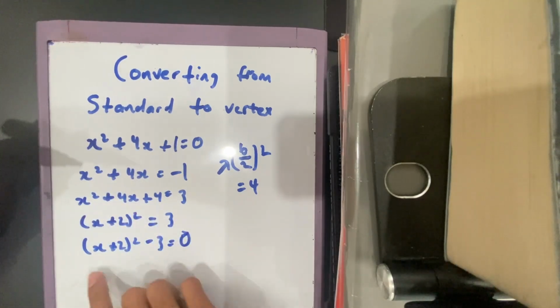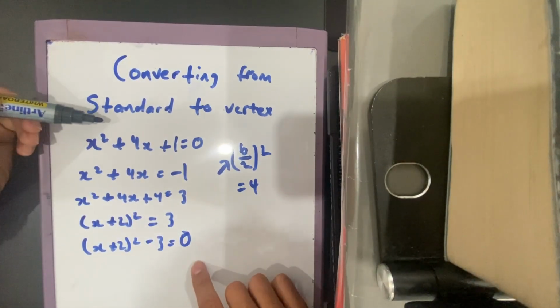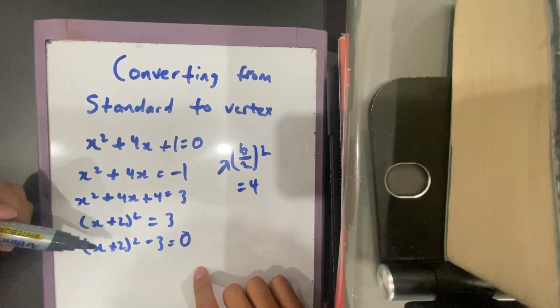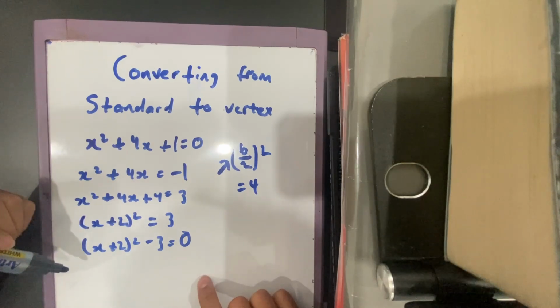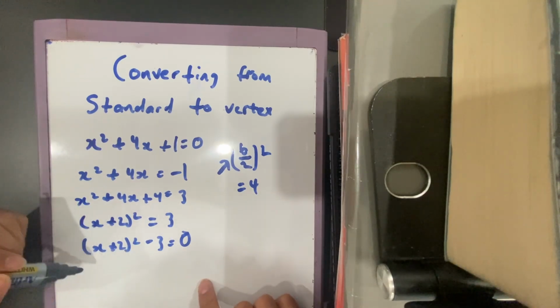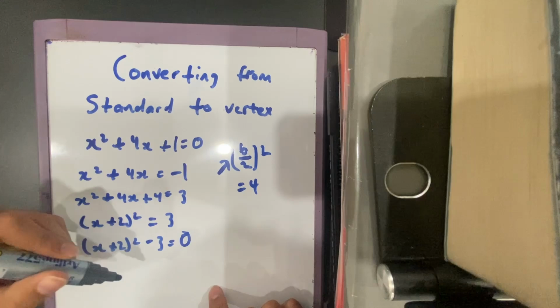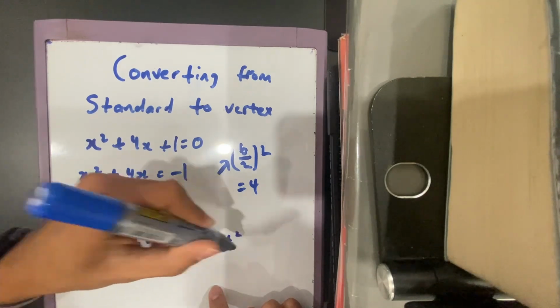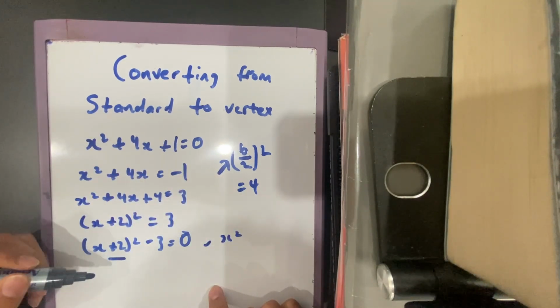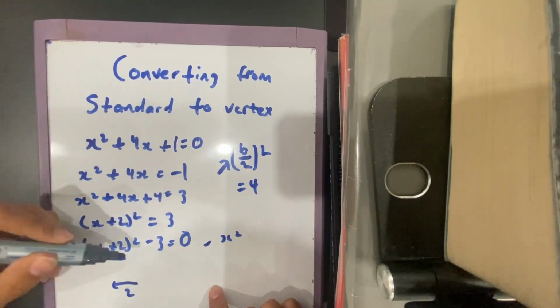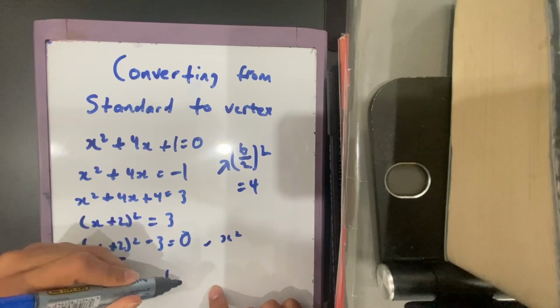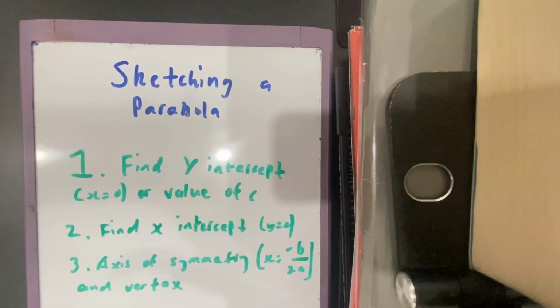So that's how we convert from standard form to vertex form using the method called completing the square. What this allows us to do is to see the transformations much more clearly. From the original graph x squared, we can see by using this term here that it is shifting 2 to the left, and this term here is shifting down by 3 units.